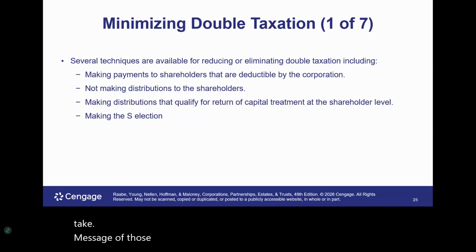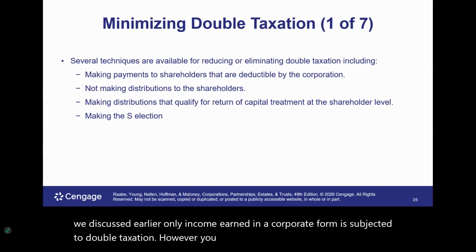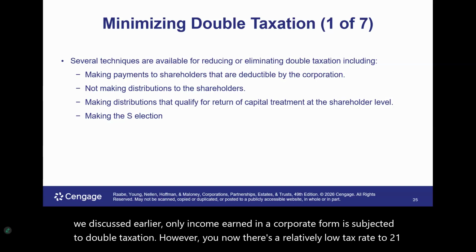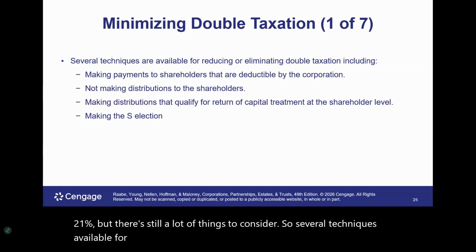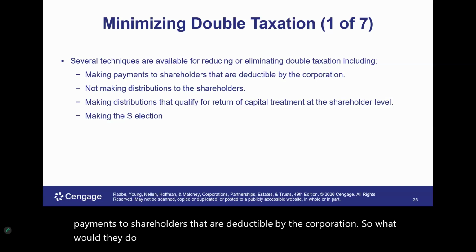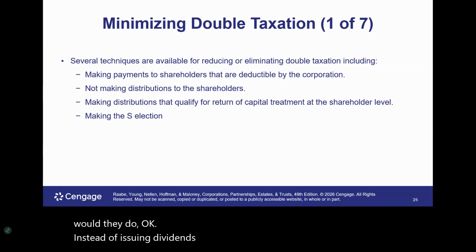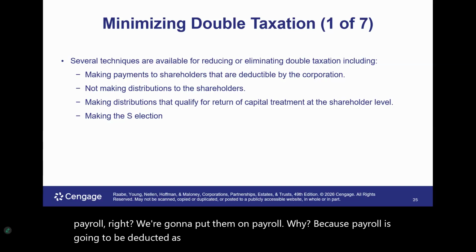Next, we have minimizing double taxation. So as we discussed earlier, only income earned in a corporate form is subjected to double taxation. However, now there's a relatively low tax rate of 21%, but there's still a lot of things to consider. So several techniques available for reducing or eliminating double taxation include making payments to shareholders that are deductible by the corporation. So what would they do? Okay, instead of issuing dividends to our shareholders, we're going to put them on payroll, right? Why? Because payroll is deductible by a corporation.